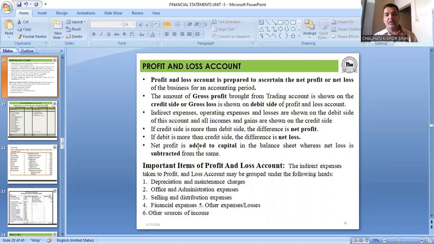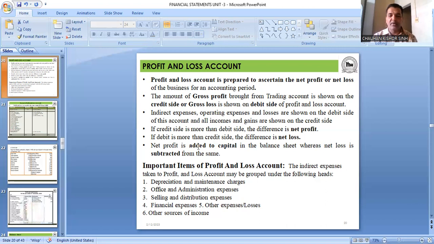Similarly, if you have invested in the debentures of any company, then you will receive the interest. So interest received will be recorded on the credit side of that profit and loss account. So any other income apart from sales, we record on the profit and loss account credit side.